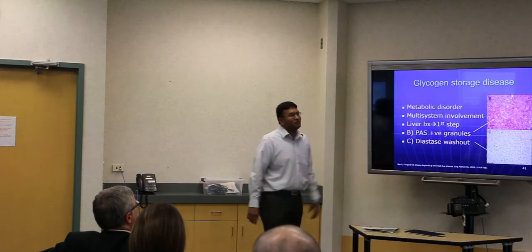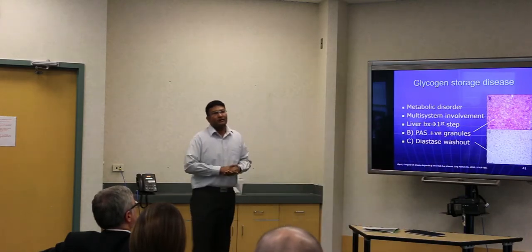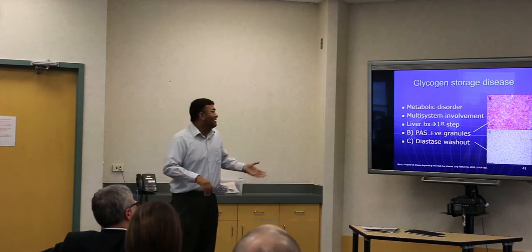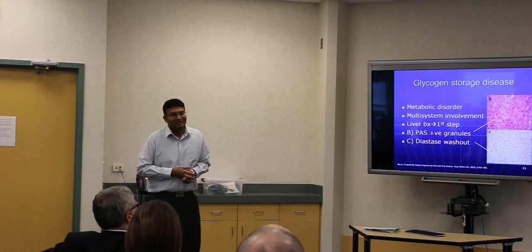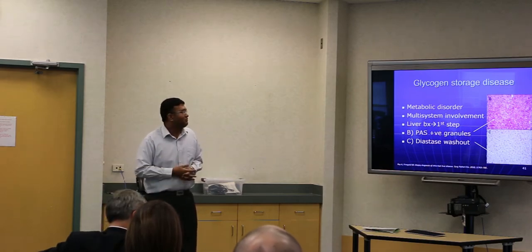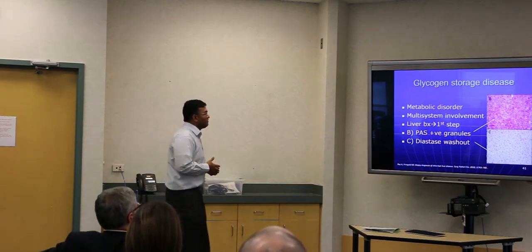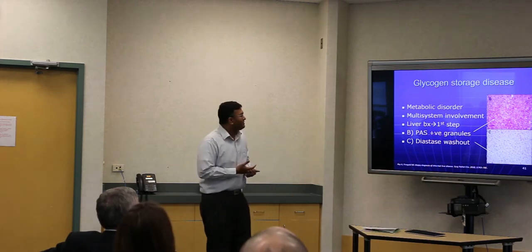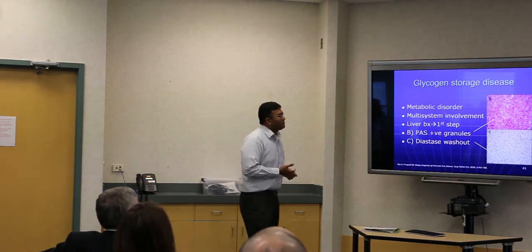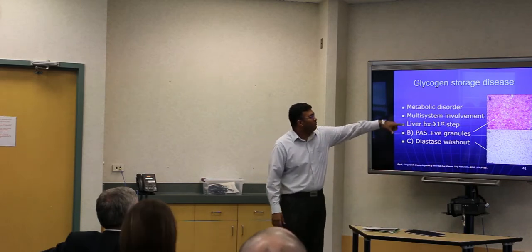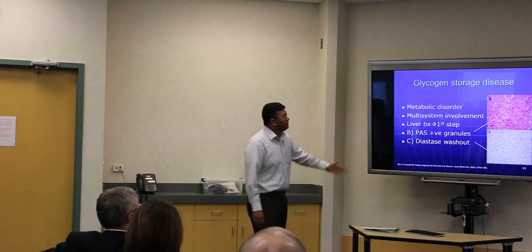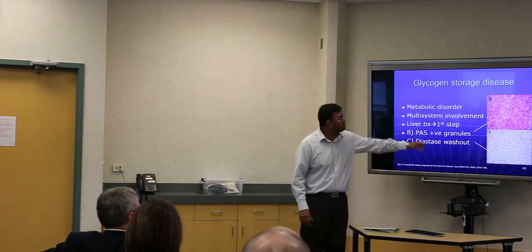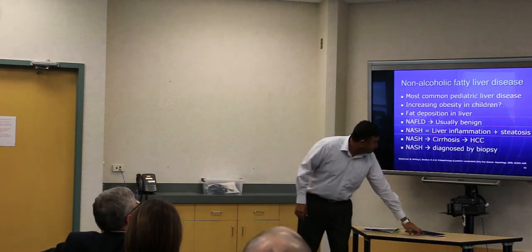Now, coming to glycogen storage disorders, classically, these are not diagnosed on a liver biopsy. It's usually a metabolic disorder with multi-system involvement, which shows storage of glycogen in the liver. Liver biopsy is said to be the first step prior to enzyme analysis. And what you will see classically is PAS positive granules, which show washed out cells post diastase, which proves that this glycogen is there.